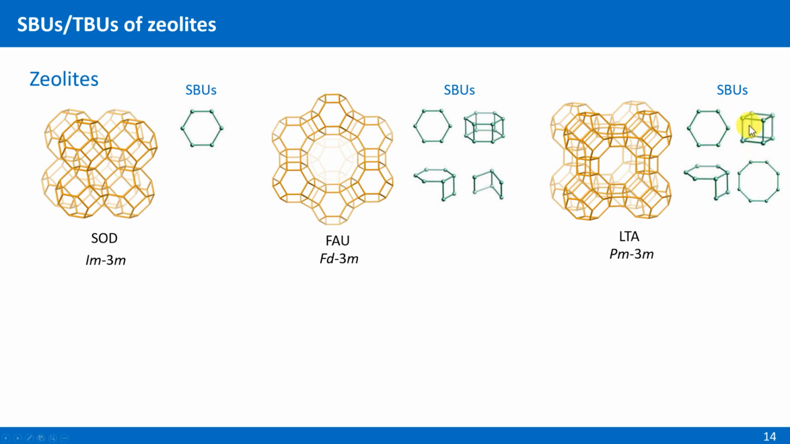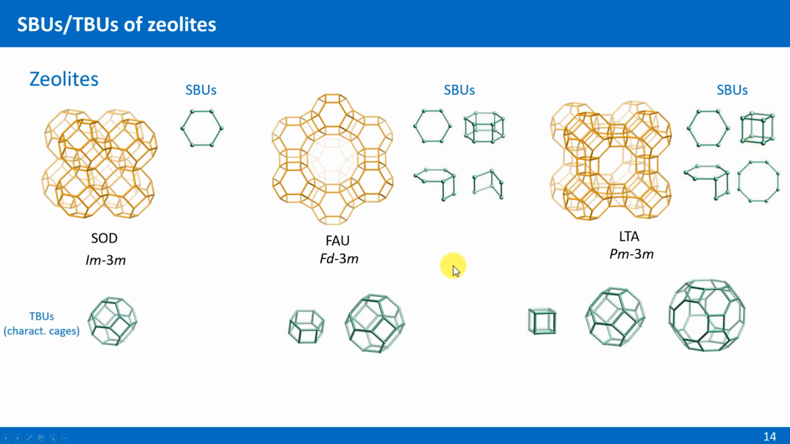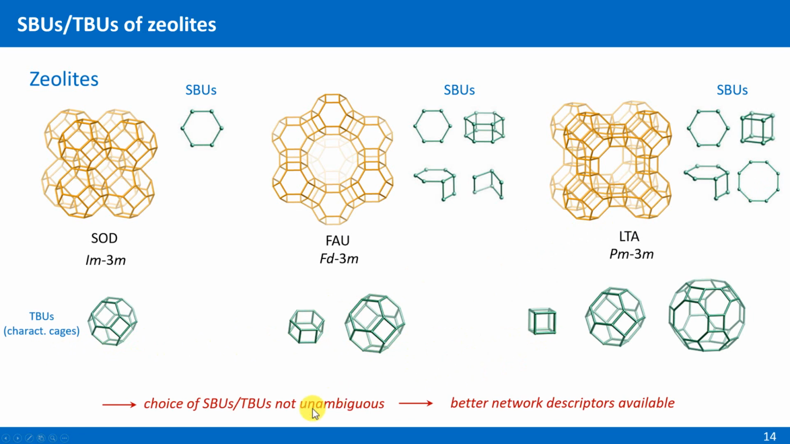You can also build LTA from double 4-rings or octagons. And the same holds for the tertiary building units, the typical cages which occur in zeolites. They are also not unique and kind of arbitrary. Therefore, we should look for other, more accurate descriptors, and these are available. I will show you this later.